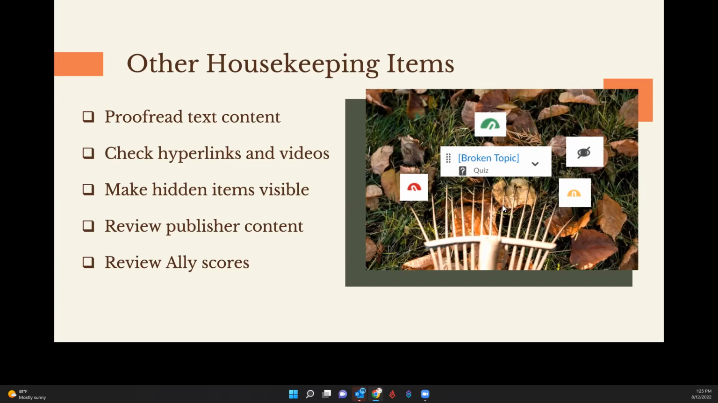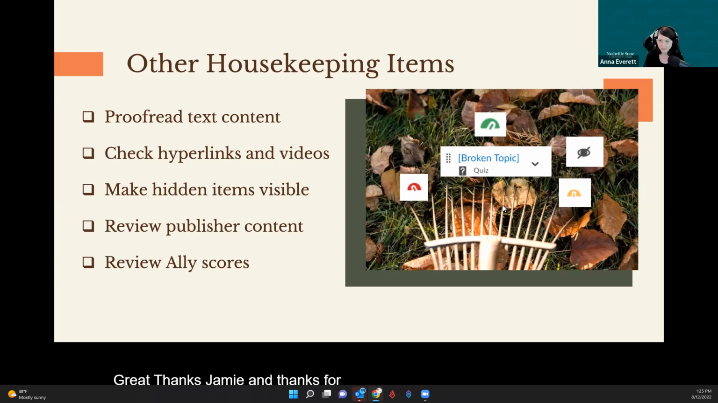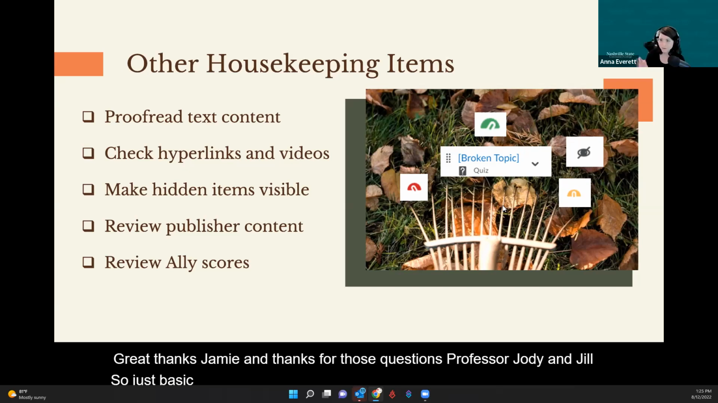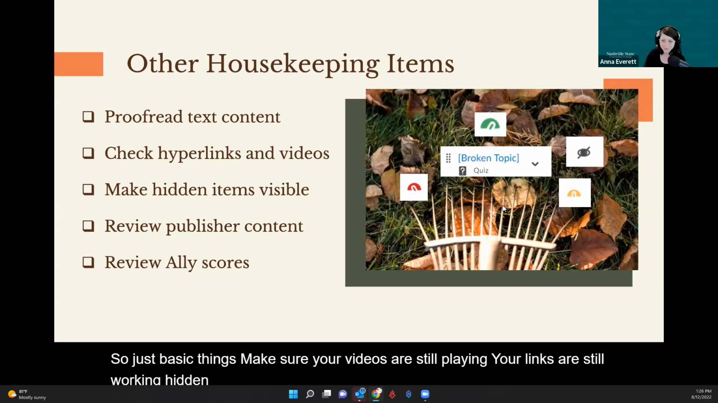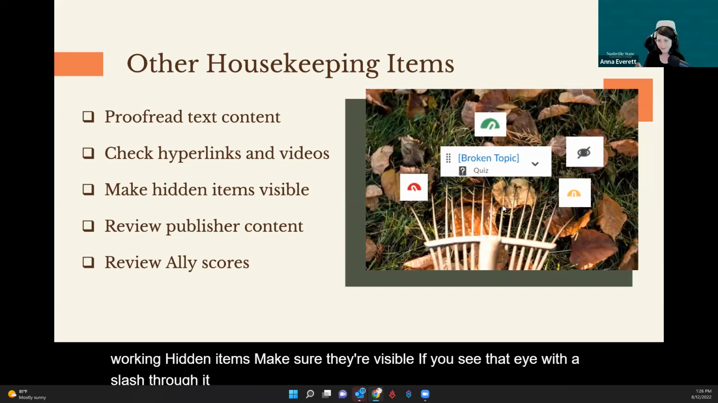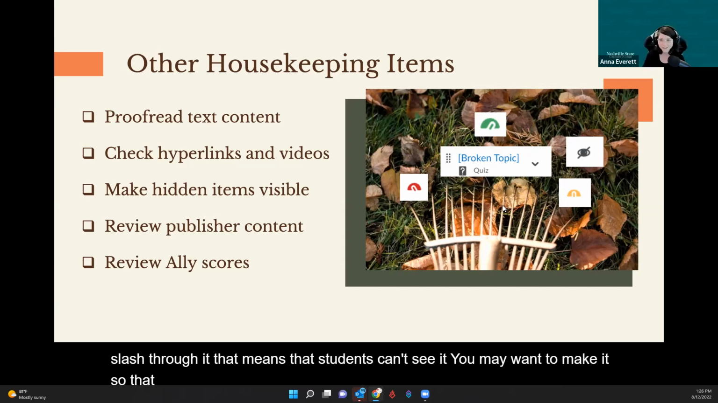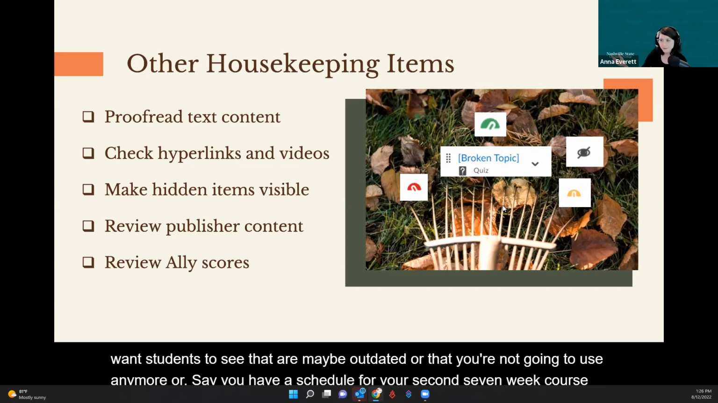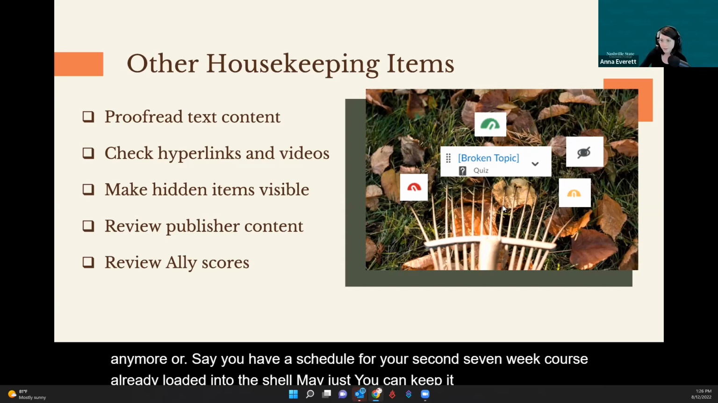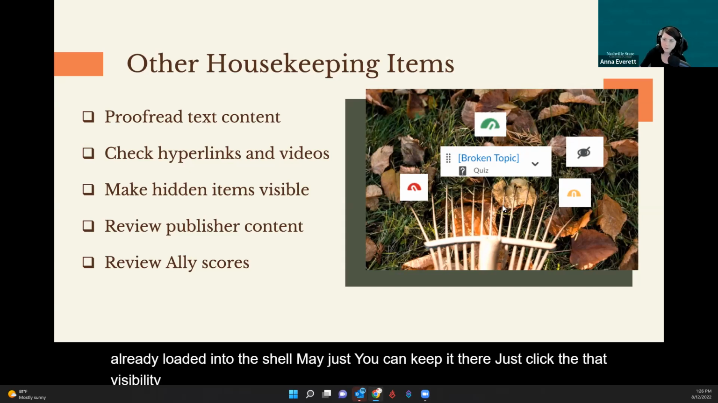Great. Thanks, Jamie. And thanks for those questions, Dr. Doty and Jill. So yeah, just basic things. Make sure your videos are still playing, your links are still working. Hidden items, make sure they're visible. If you see that eye with a slash through it, that means that students can't see it. You may want to make it so that students can in fact see it. And then also hide things that you don't want students to see that are maybe outdated or that you're not going to use anymore. Or say you have a schedule for your second 7-week course already loaded into the shell. You can keep it there. Just click that visibility icon and make it invisible to the students.